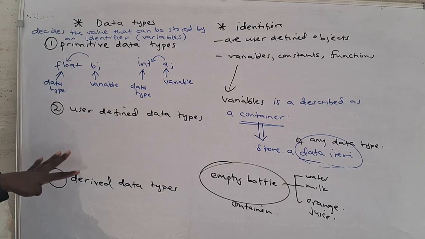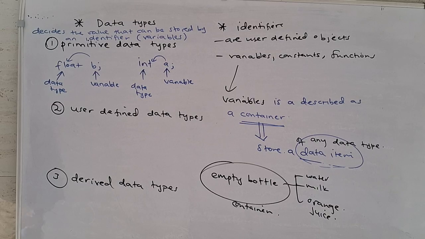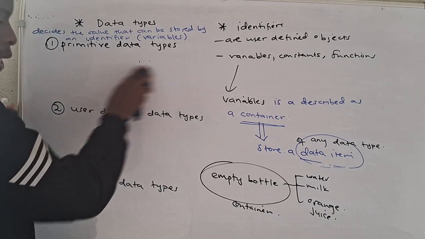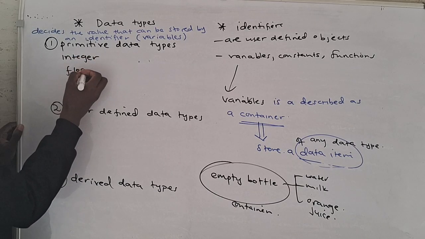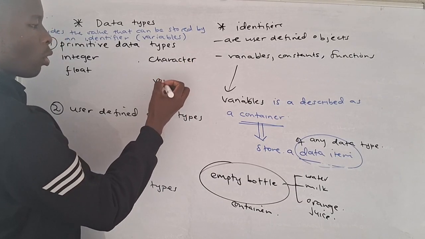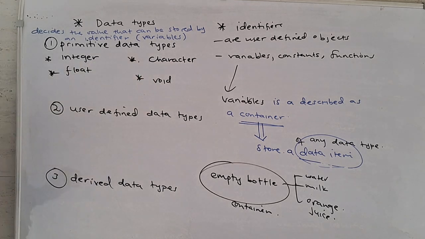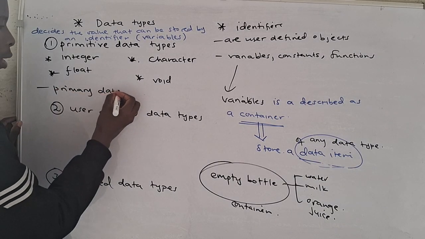Okay, we have different types of data types: primitive data types, user-defined data types, and derived data types. Now, under primitive we have four data types. What are the four data types? We have integer, float, character, and void. So these are the four primitive data types. Primitive data types are also called primary data types.